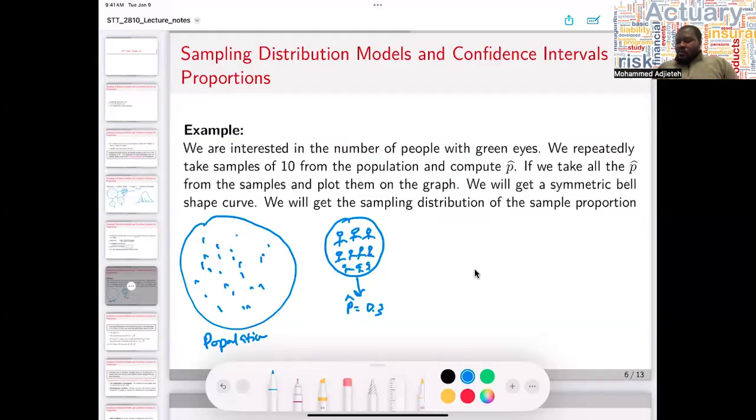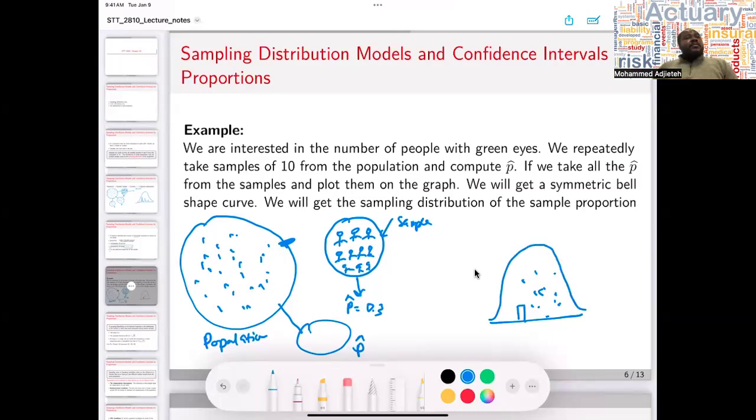So this is the sample. I got the sample from this population. Is that okay? And then I just plot P hat is 0.3, let's say somewhere here. And then we do it again, we get another P hat. When you plot all the sample proportions, you should get something like a bell shape. To get P hat, you divide the number of favorable outcomes over the sample, not the population.